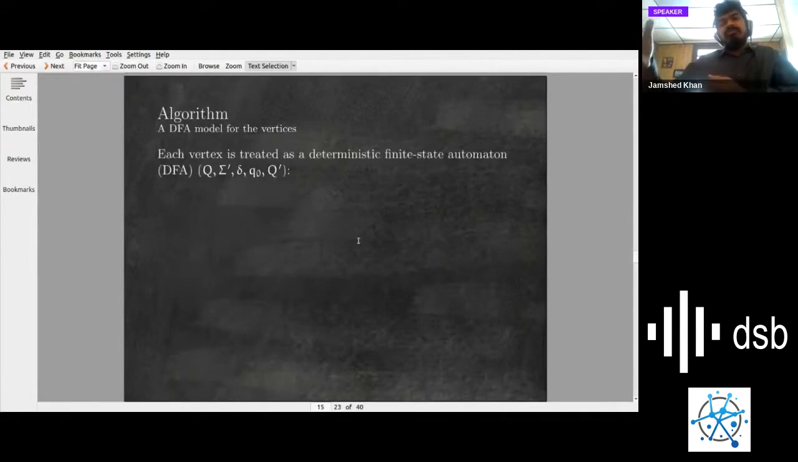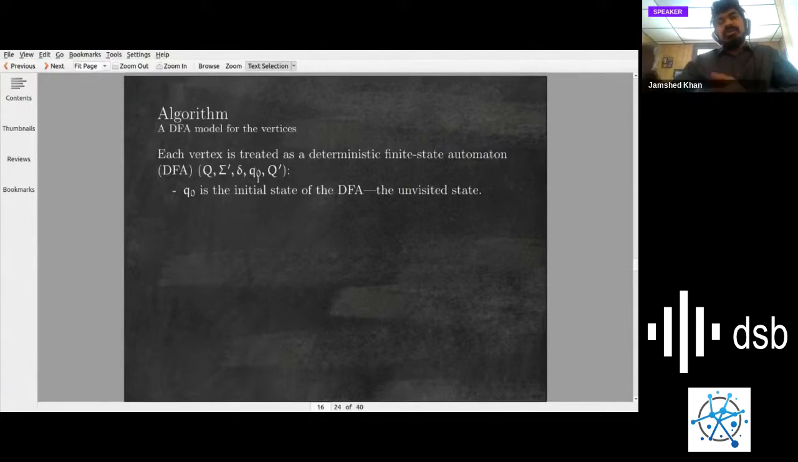So this provides us with an idea that we can treat each vertex as a deterministic finite state automaton, or DFA. A DFA is formally defined using a 5-tuple. Due to time restrictions, we are not going into all the details of all the parameters, just a few.